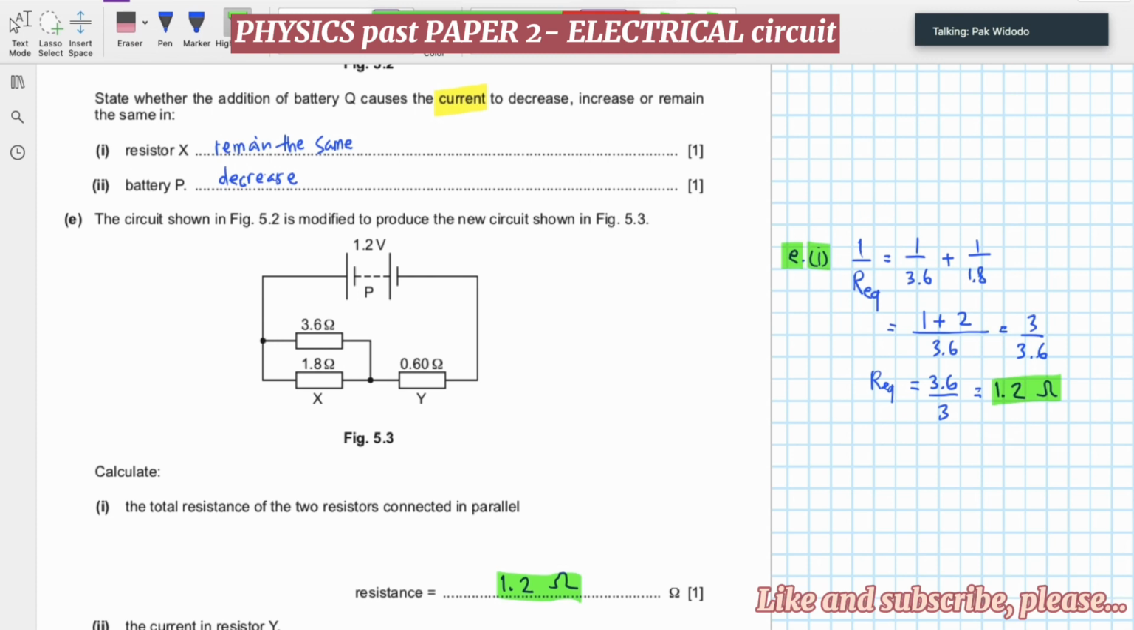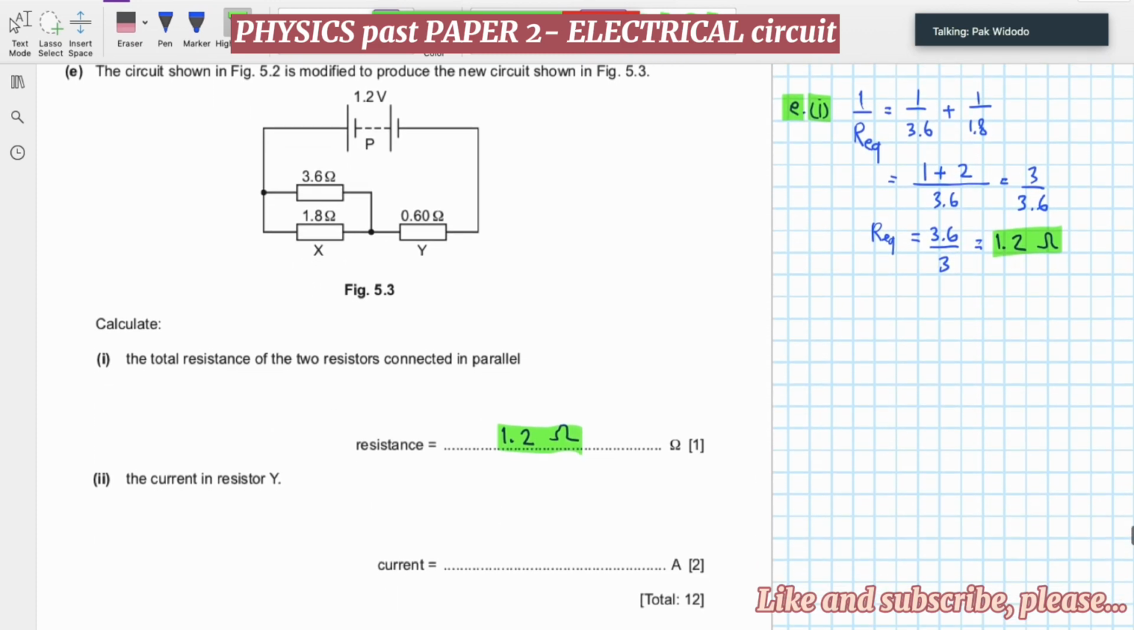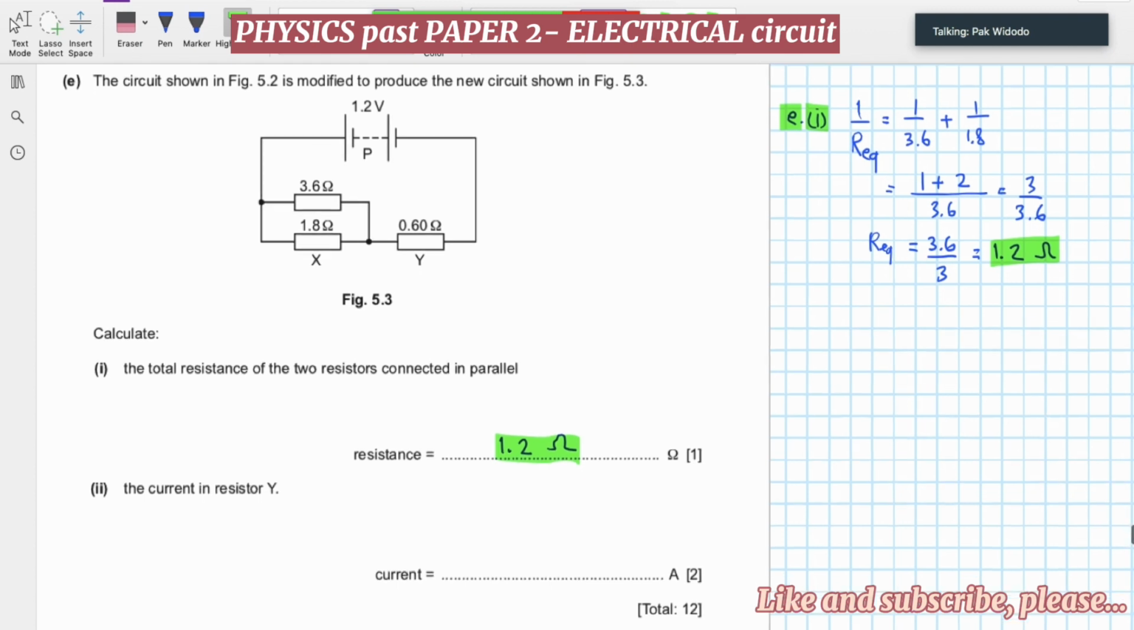Okay, I will move up here. One more question: the current in resistor Y. Totally, we need to find the total resistance, the equivalent.